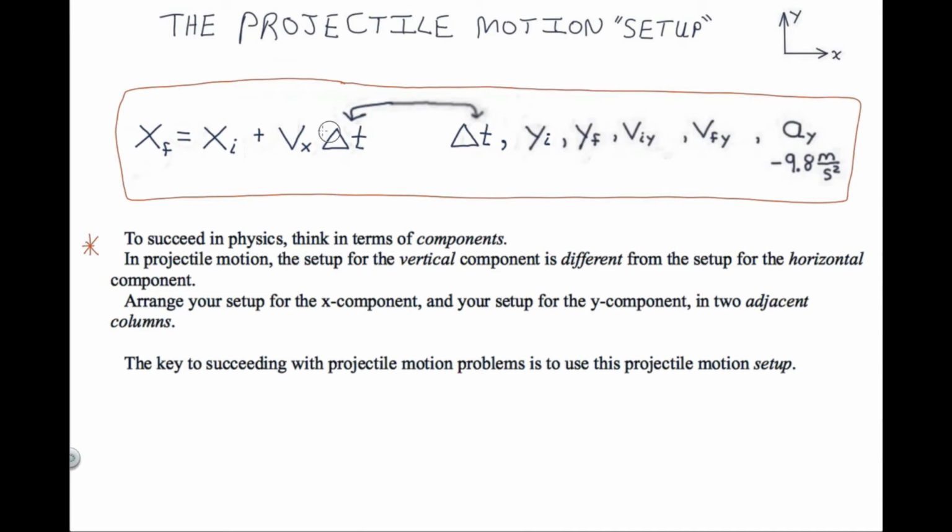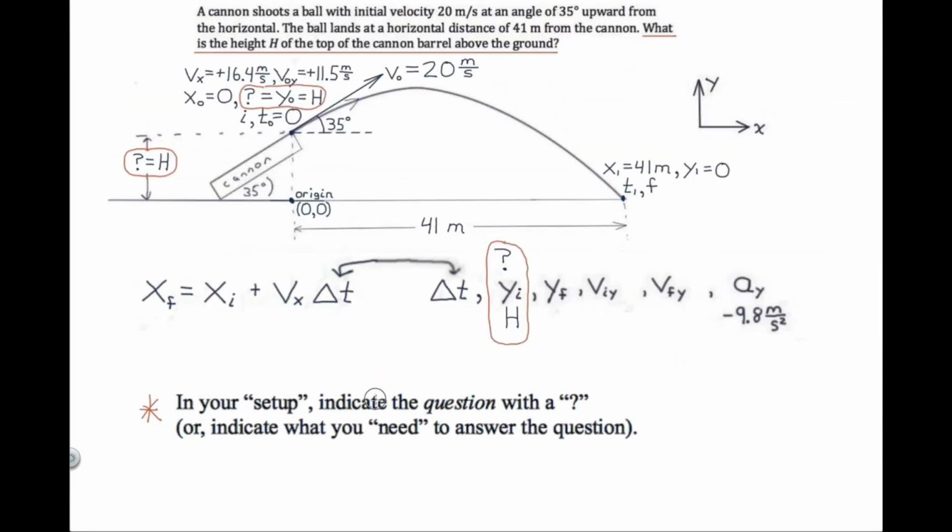Arrange your setup for the x component and your setup for the y component in 2 adjacent columns. The key to succeeding with projectile motion problems is to use this projectile motion setup. So, please pause the video and memorize this setup for projectile motion. In your setup, indicate the question with a question mark.